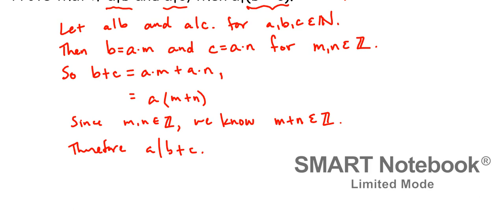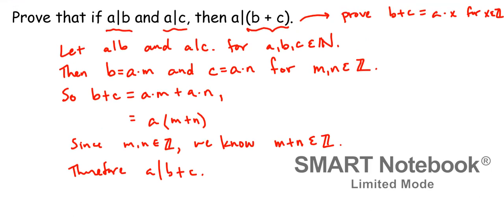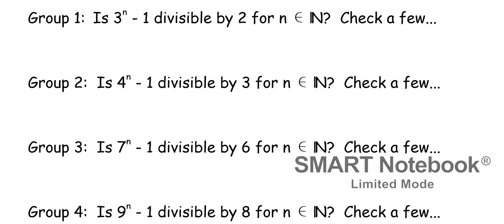Okay, so the next thing that we want to look at here is there are 4 statements on this page, and they're all really similar, but I want you to pause the video and just mess around with them, check a few of them. So the first one is: is 3 to the n minus 1 divisible by 2? Is 4 to the n minus 1 divisible by 3, is 7 to the n minus 1 divisible by 6, and is 9 to the n minus 1 divisible by 8? I want you to pause the video and just check a few, just to make sure that you believe that this actually works.